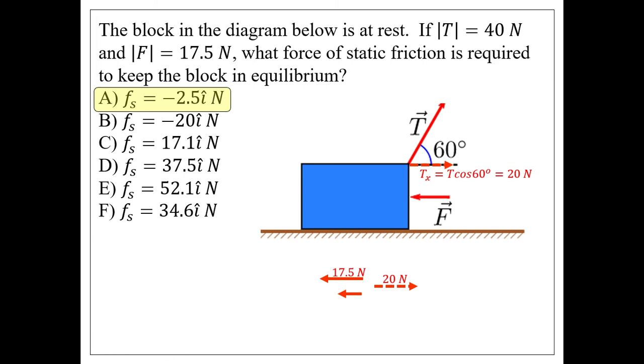So without thinking too hard, the answer would just be A. It'd be negative 2.5 in the i direction, which is in the x direction, newtons. Okay, so that's that for the first one.